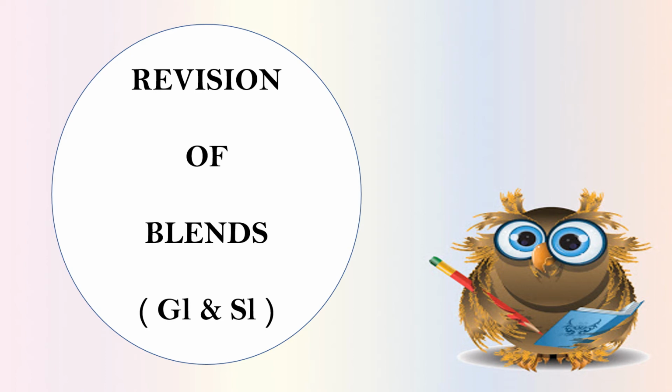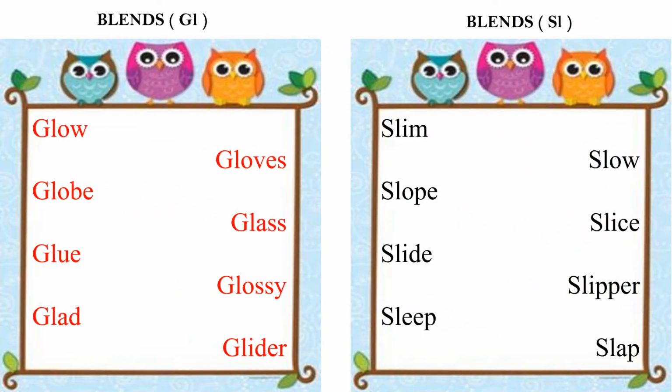Revision of blends gl and sl. G L, gl, S L, sl. Blends gl: gl, ow, glow. Gl, oves, gloves. Gl, ue, glue. Gl, ass, glass. Gl, ossy, glossy. Gl, ad, glad. Gl, ider, glider.